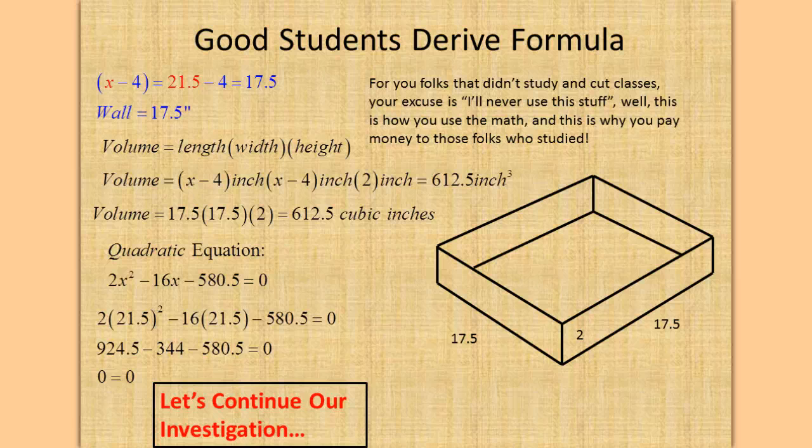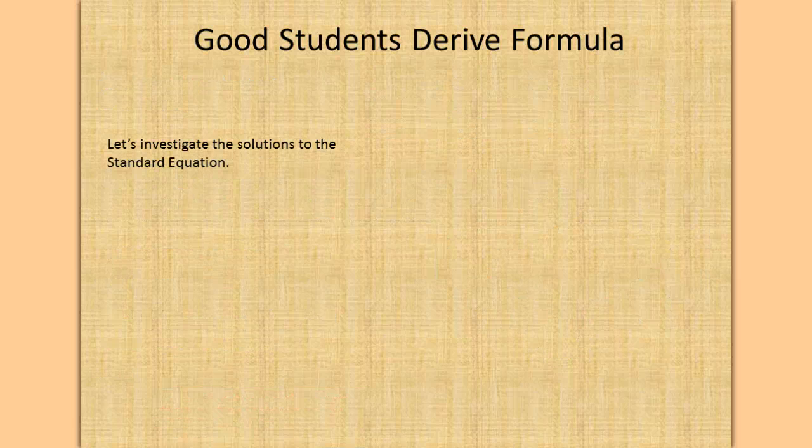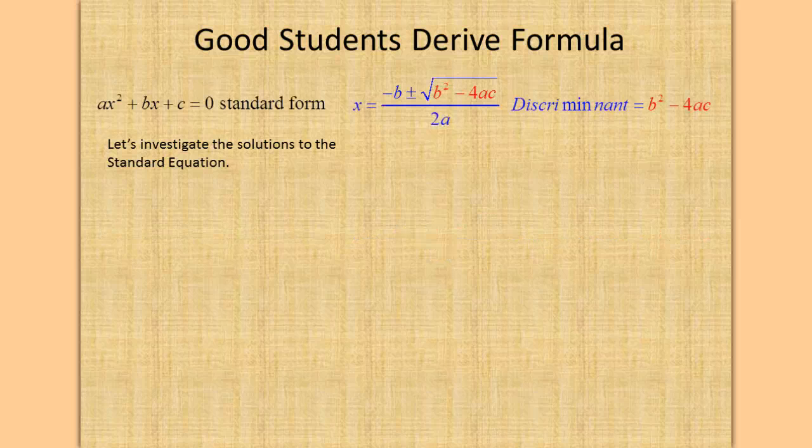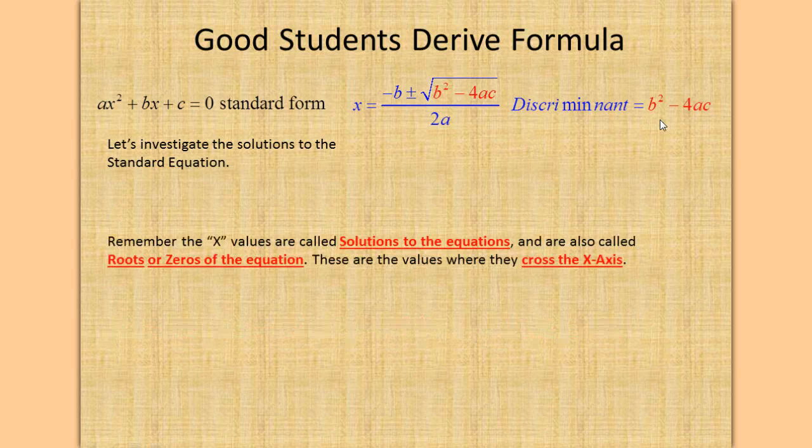Okay, let's continue our investigation. Let's investigate the solutions to the standard equation. Here's our standard form of equation. Here's our quadratic equation. Here's our discriminant. Remember, the x values are called solutions to the equation, and are also called roots or zeros of the equation. Either one, solutions, roots, or zeros. You hear that all the time. These are the values where they cross the x-axis. Sometimes the solutions cross the x-axis, sometimes they just touch the x-axis. But we're going to talk about that.